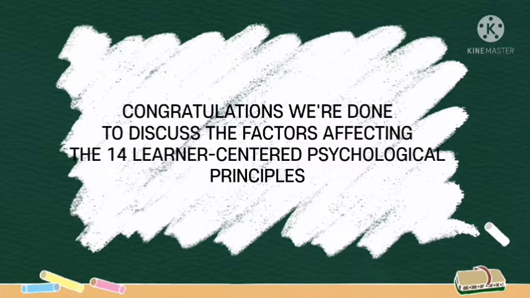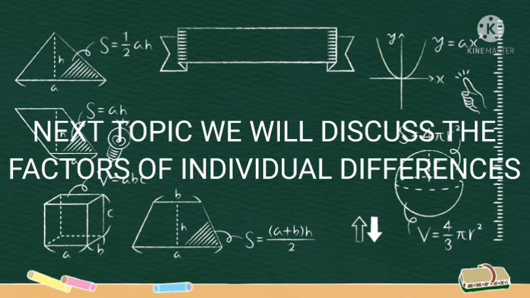Congratulations! We're done discussing the factors affecting the 14 learner-centered psychological principles. Next topic, we will discuss the factors of individual differences.